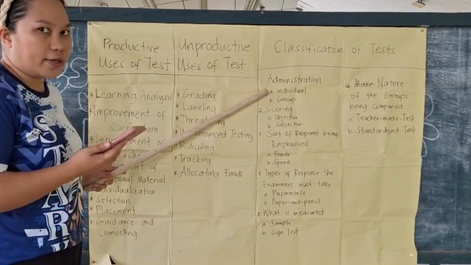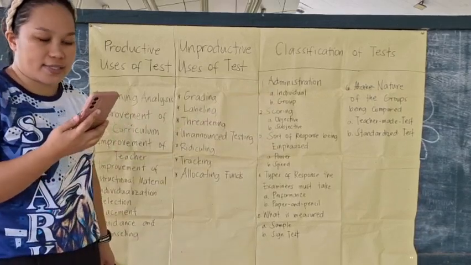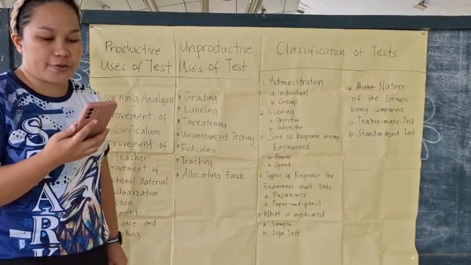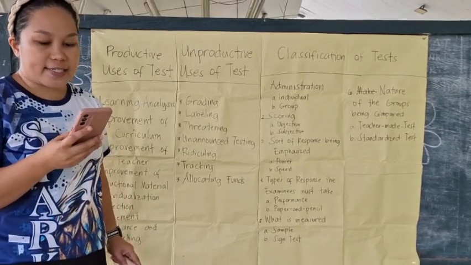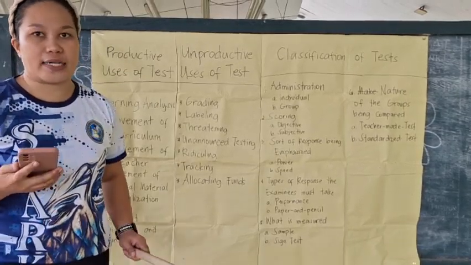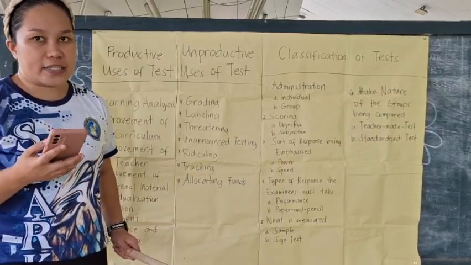Individual, the first one. When we say individual, it is given orally and requires the examiner's constant attention since the manner of answering may be as important as the score. This is a test given to an individual alone at a time. For example, personality test or interviews.